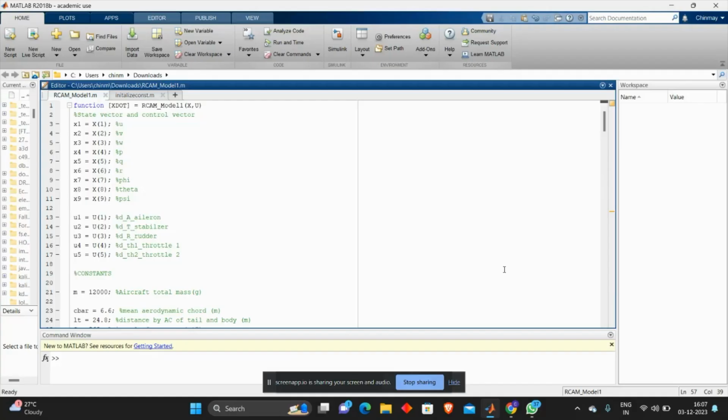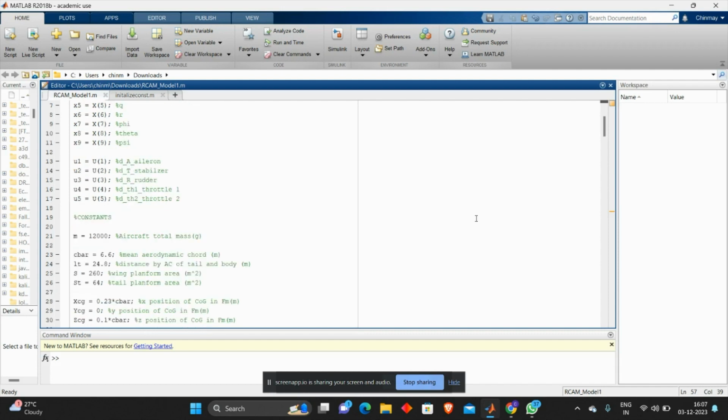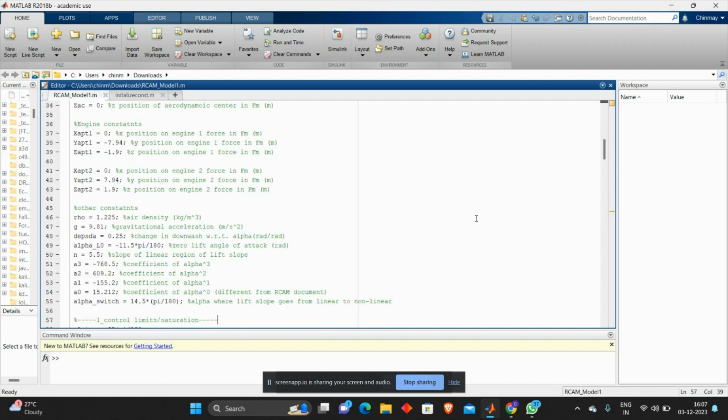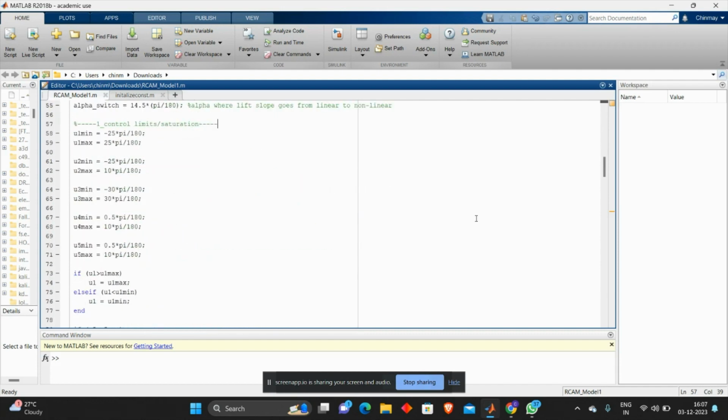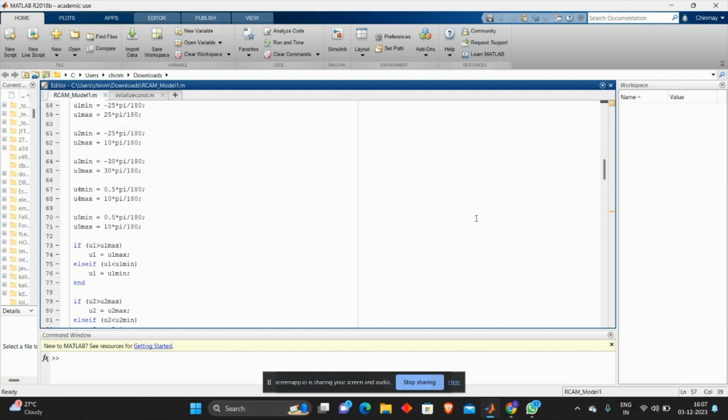Code and Simulink model starts with the code RChem Model 1. The script starts by extracting components of the state vector x and the control vector u for readability. It then defines various constants related to the aircraft, such as mass, dimensions, positions, aerodynamic coefficients, etc. Control limits: these are defined limits and saturation conditions for control inputs U1 to U5.